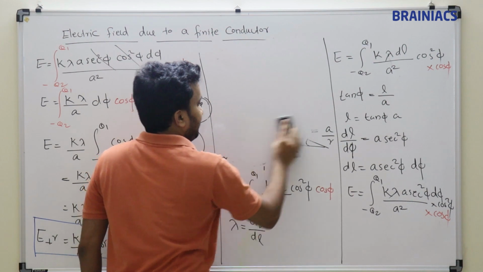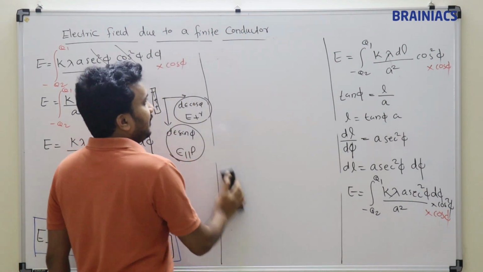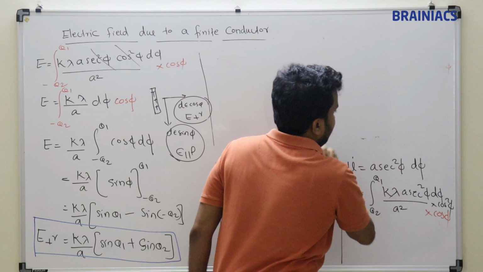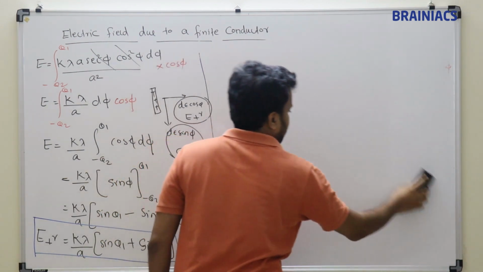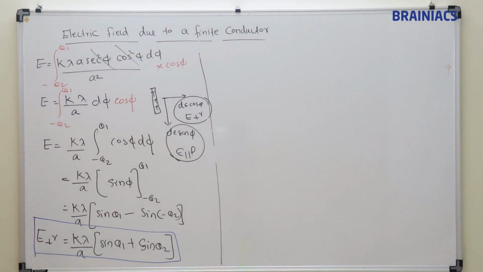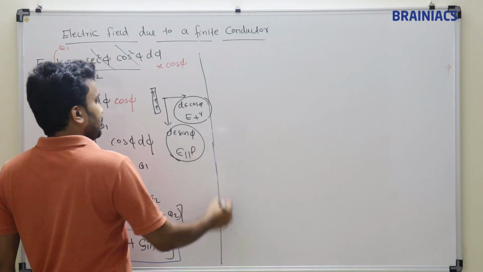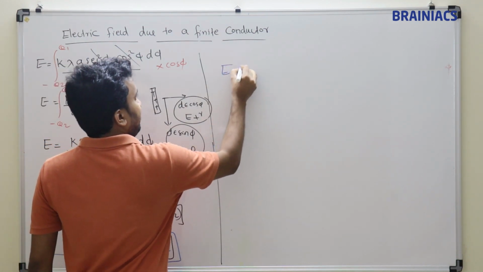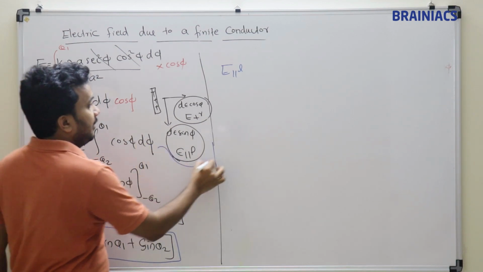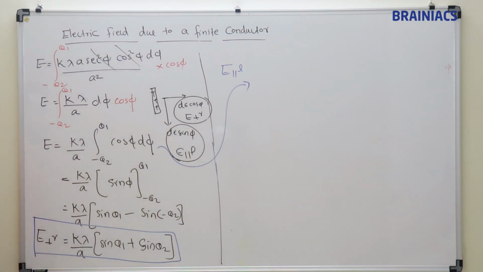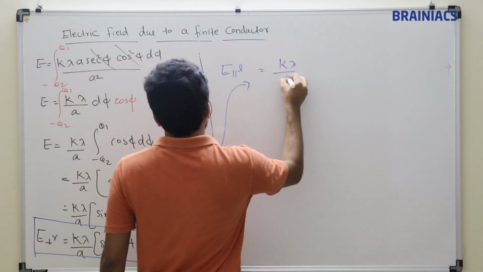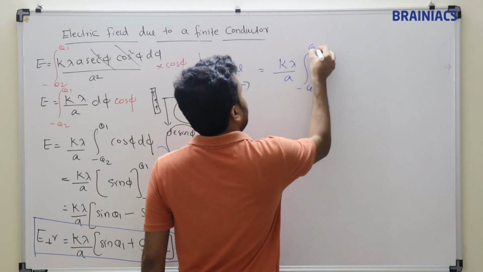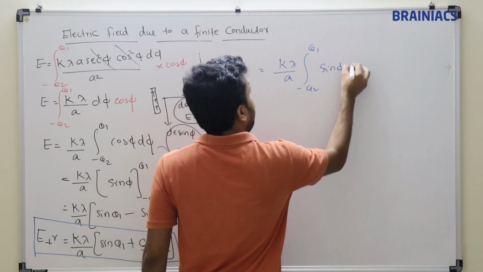So let's wrap this part and continue. Before I wrap this one, whenever you want to write in your notebook, pause the video and then write the steps. So we are going to find E parallel. From here I am adapting the step. Up to this it's the same. So E parallel, the electric field, equals k lambda divided by a, integral from minus theta 2 to theta 1 of sin phi d phi.